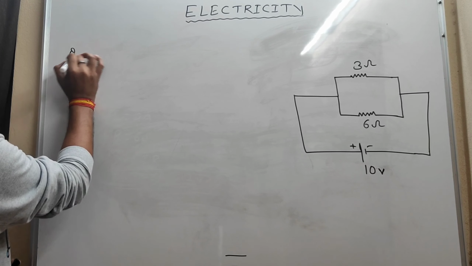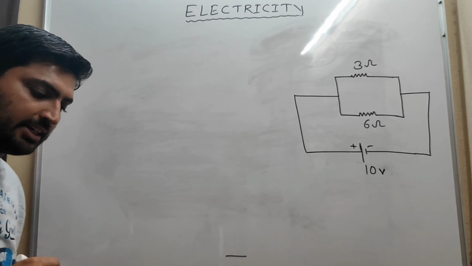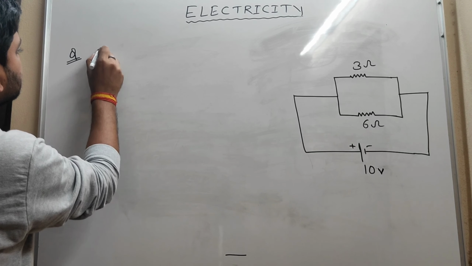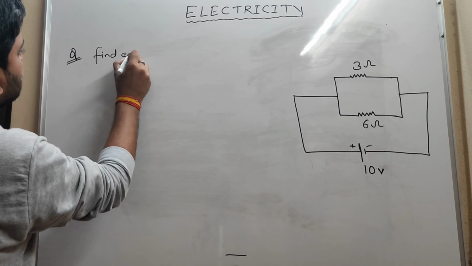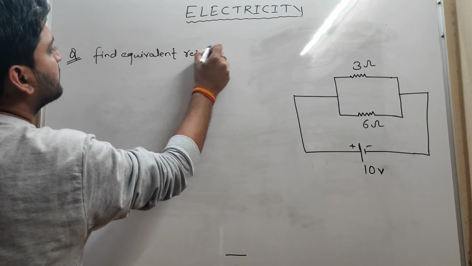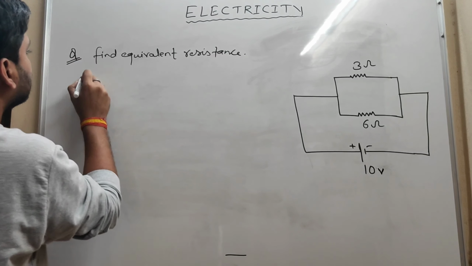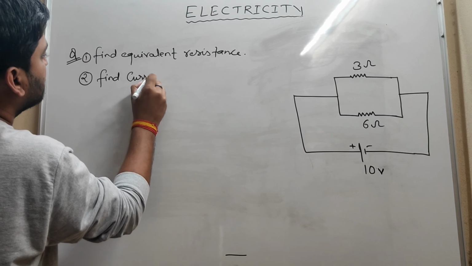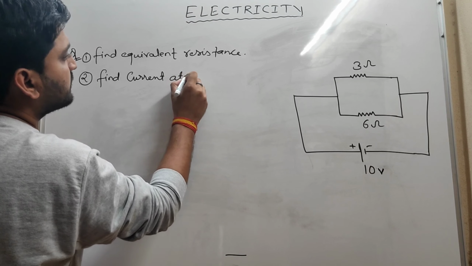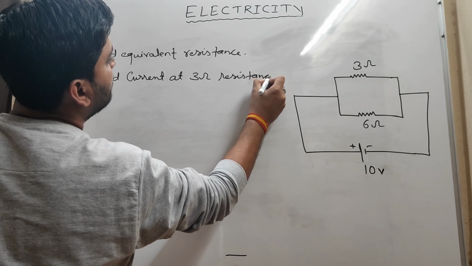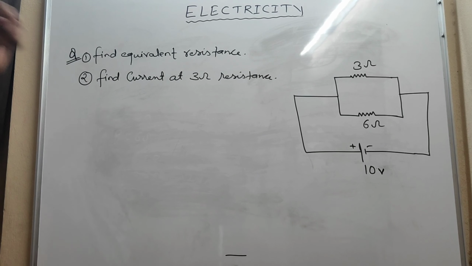Okay, now question, what we need to find? First we need to find equivalent resistance. Second, find current at 3 ohm resistance. Okay, we need to find two things. Find equivalent resistance, and the second one is current at 3 ohm resistance.